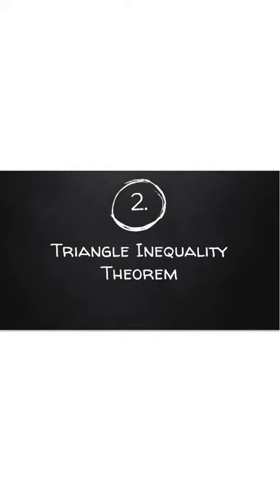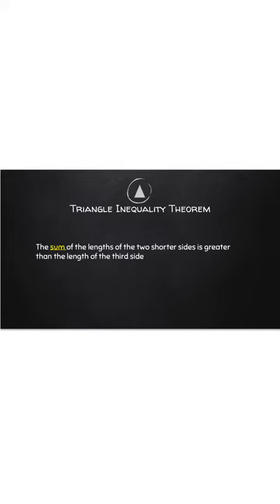Now let's look at the triangle inequality theorem. The triangle inequality theorem states that the sum of the lengths of the 2 shorter sides is greater than the length of the third side. So when you look at the 3 lengths of a triangle and you take the 2 smaller sides, when you add them up, they must be greater than the length of the third side for it to be a triangle.